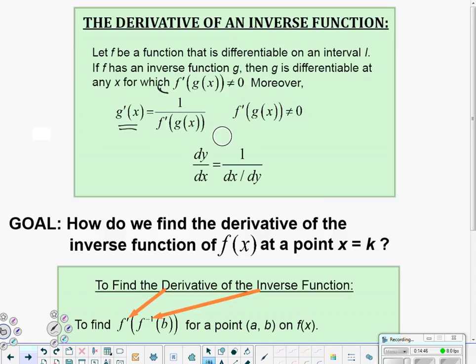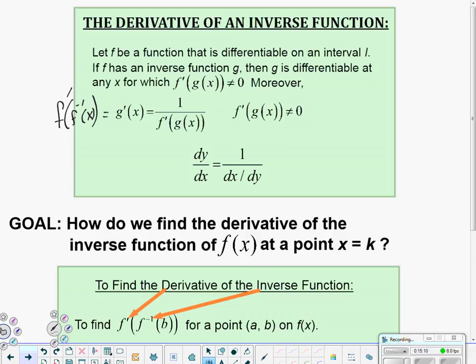So there's one stipulation here, that we cannot have f prime of g of x equal 0. Now, this could also be written with inverse notation. So the derivative of f inverse evaluated at x is equal to g prime of x. This is just talking about the inverse notation.